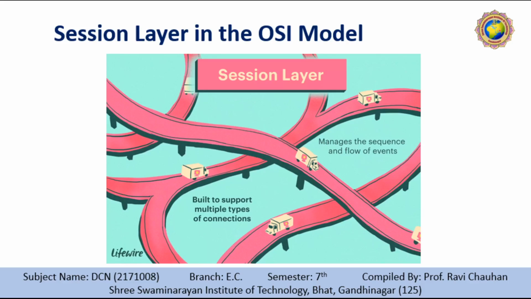Session layer. As you can see in this figure, the figure clearly explains the session layer activity. It manages the sequence and flow of events. It is built to support multiple types of connections. So let us define the session layer. The services provided by the first three layers, physical, data link and network layer, are not sufficient for some processes.